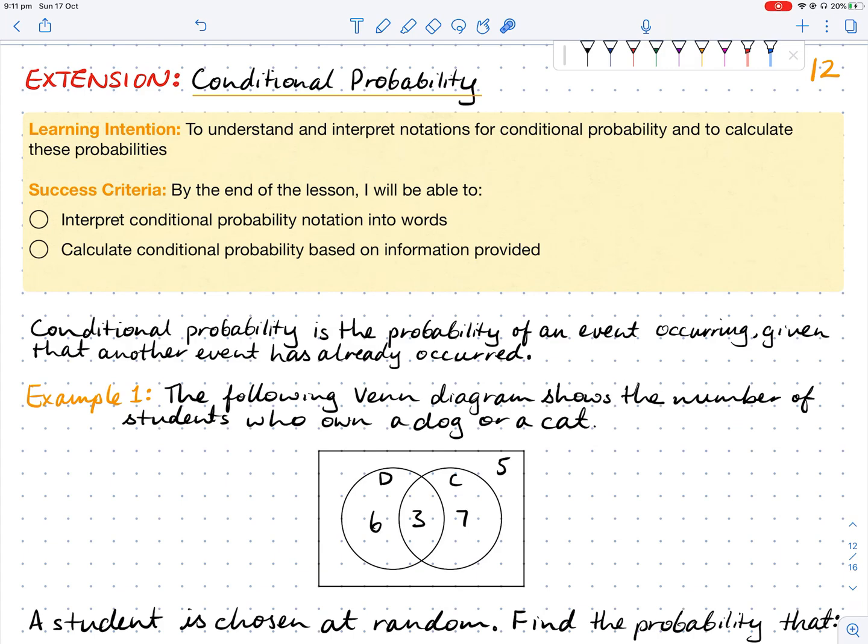these probabilities. By the end of this lesson, you should be able to interpret the notation into words. Again, it's going to be a little bit of set notation, and also to calculate the conditional probabilities based on information provided. Again, like with the previous concept, we will have formulas that we can use to solve these questions, but sometimes we can also do them just by inspection, so a much more informal method as well.